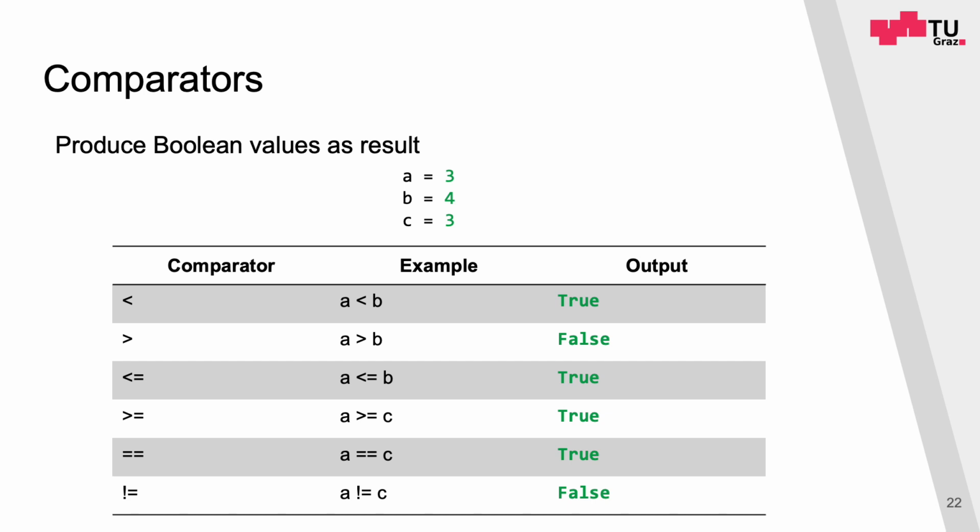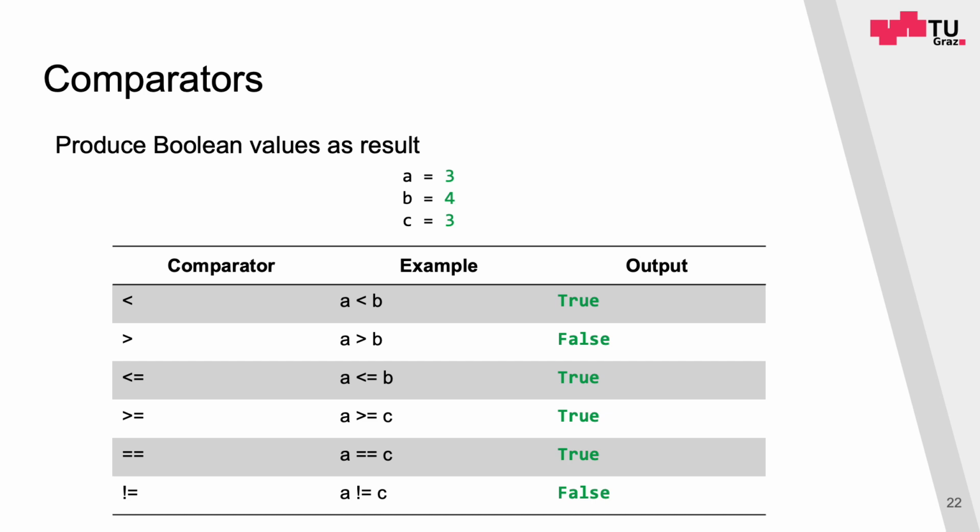true. And if you look at the second line, this is a greater than b, and since a is 3 and b is 4, a is not greater than b, and therefore the output is false. Similarly, we can type a is smaller or equal to b, or a is greater or equal to c, and in both cases the result is true.